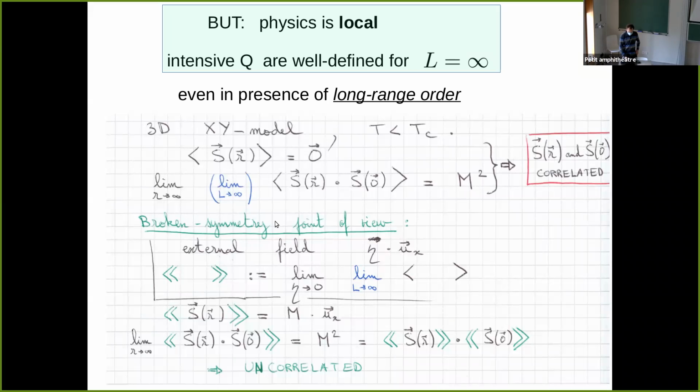by working in the broken symmetry point of view, where you introduce some external field, let's call it eta, along some arbitrary direction. And then you redefine the notion of average by saying that you take the average with this field eta, and then you take the limit of eta going to 0. And you also take the thermodynamic limit first. If you do that, now you have a non-zero expectation value for the magnetization. And now the two guys are not correlated anymore. So that's something that we're also going to use.